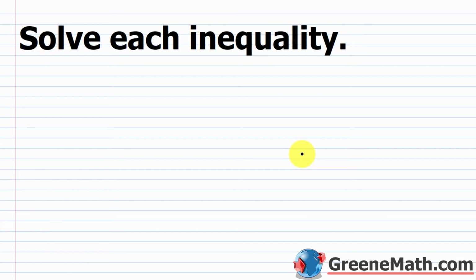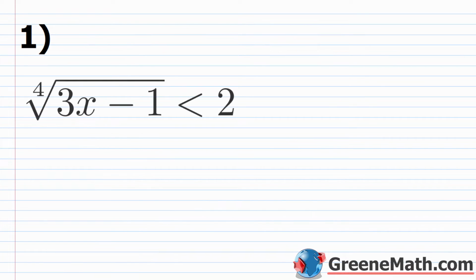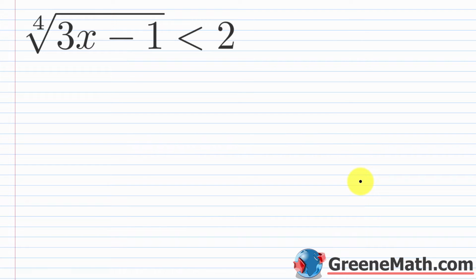All right, let's take a look at our practice test. So we're told to solve each inequality. For problem number 1, we have the fourth root of 3x minus 1, and this is less than 2. As we discussed in the lesson, we're going to work in the real number system for these types of problems, unless you're otherwise told by your teacher.